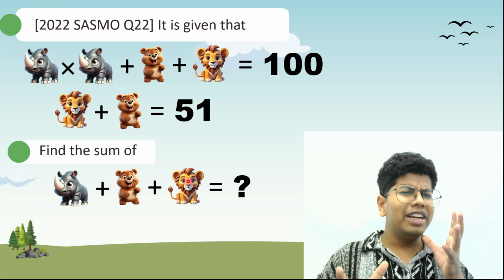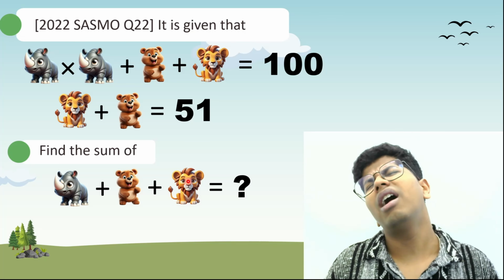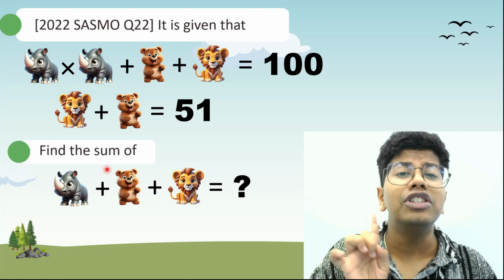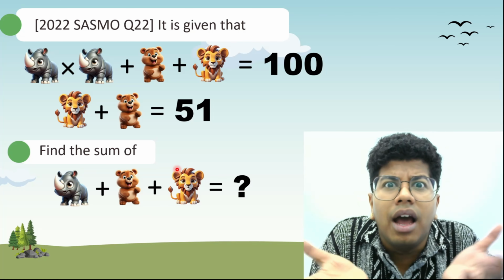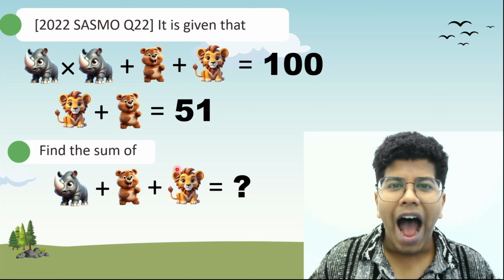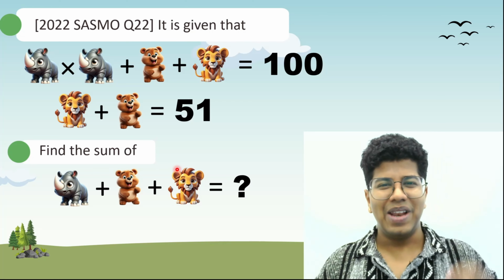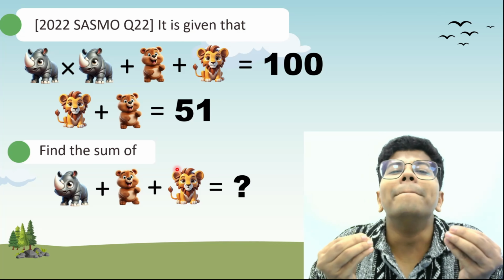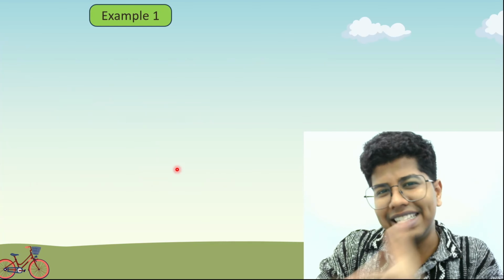If we directly look at the question, it becomes quite challenging because we don't have the individual value of any animal here. So how should we proceed? Let's try to understand what this value and this figure mean. Let's take a short example.